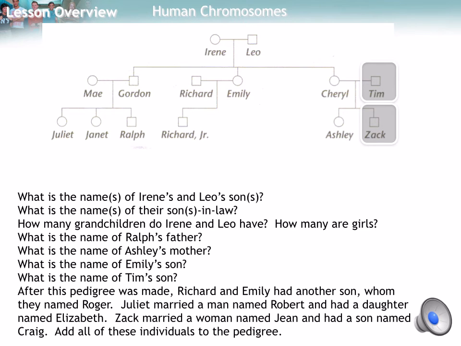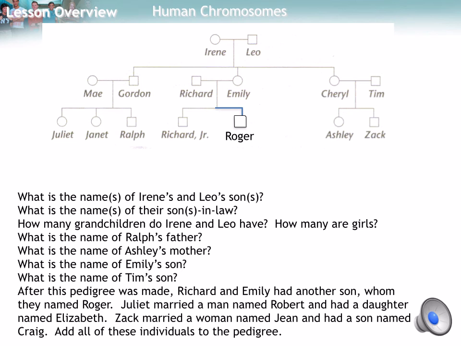The last question, you're supposed to build off of this pedigree. You're supposed to draw into it. So in this case, it says Richard and Emily had another son whom they named Roger. So we have Richard and Emily, they're in the second generation, and we're going to follow that vertical line down, and we're going to have a symbol of a square because that is a boy, and we're going to just put Roger's name there.